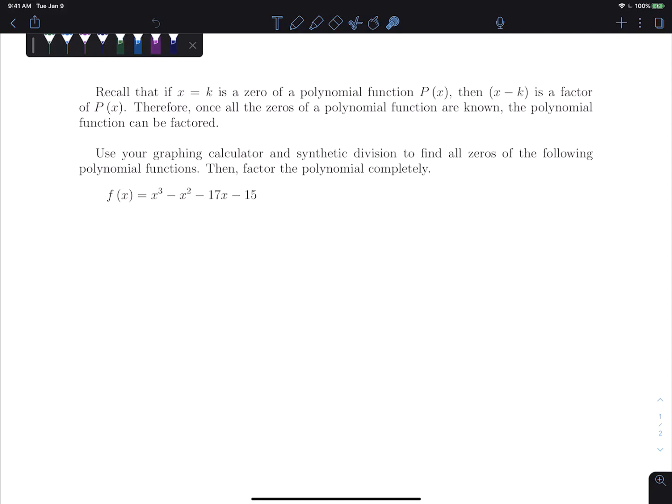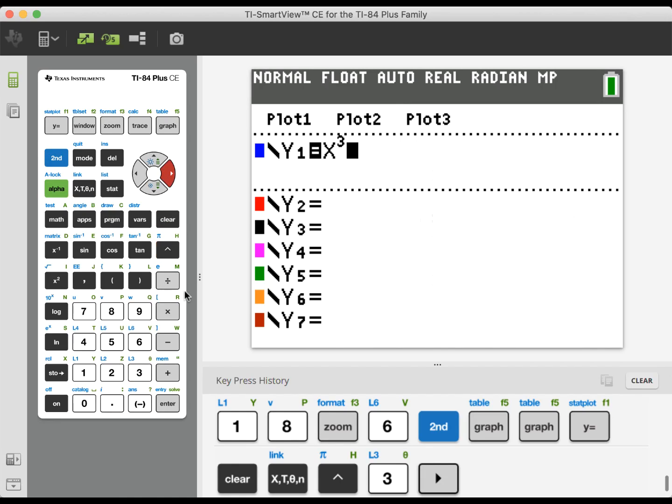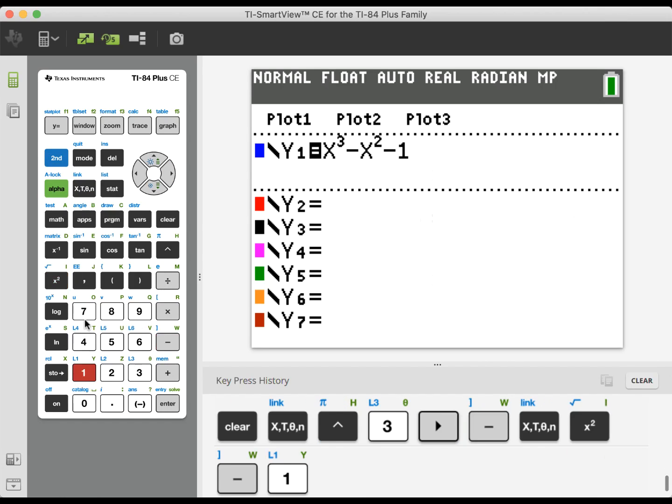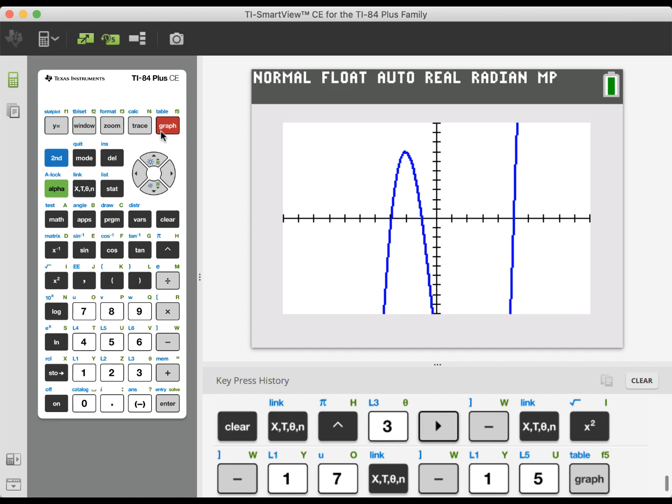I'll go ahead and see in the calculator. Okay, so we're back at the calculator. Let's go ahead and type this in, x to the third power minus x squared minus 17x minus 15. And then graph on the standard window, and here it is.